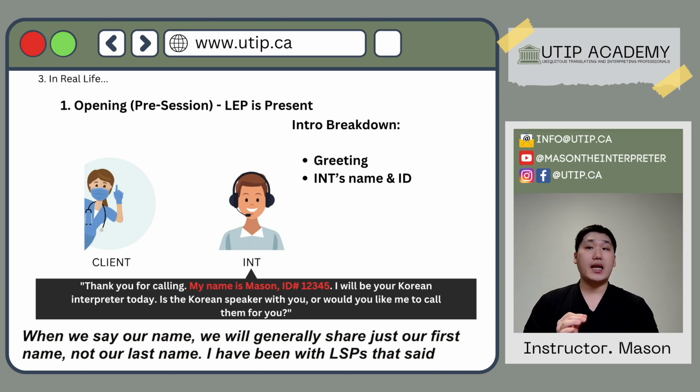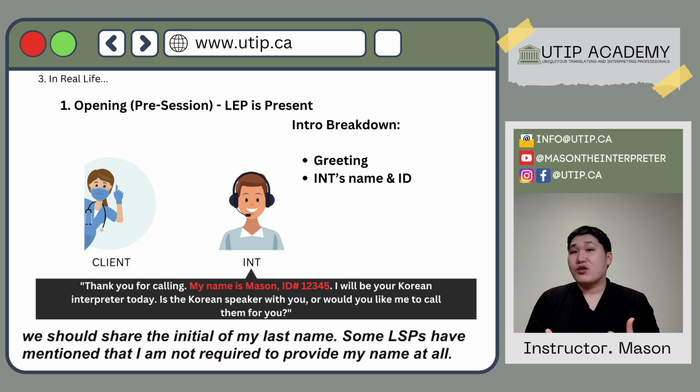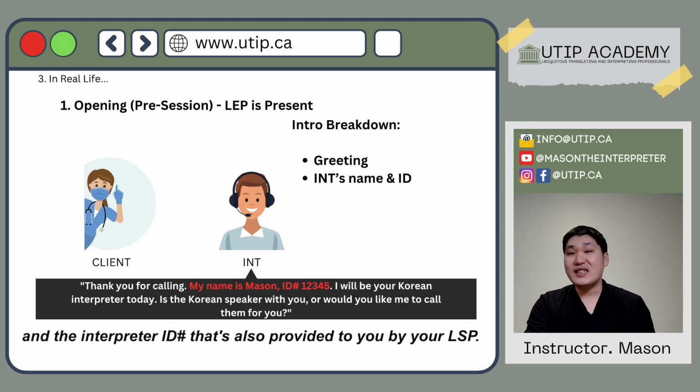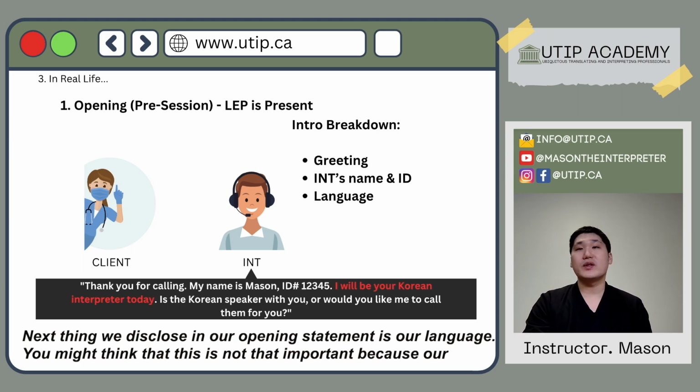I have been with LSPs that said we should share the initial of my last name, some LSPs have mentioned that I am not required to provide my name at all. Once again, this should be clarified by your company, but I believe the standard is that you provide your first name and the interpreter ID number that's also provided to you by your LSP. Next thing we disclose in our opening statement is our language.